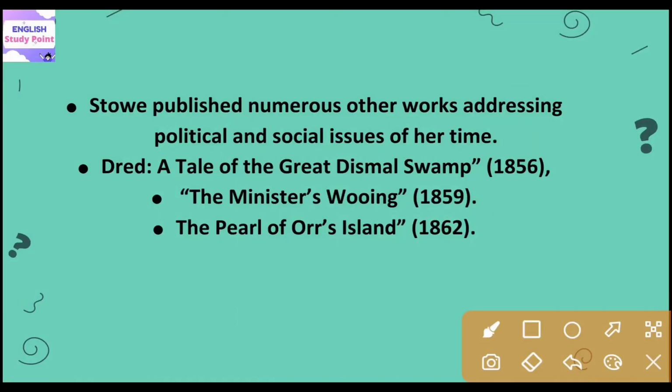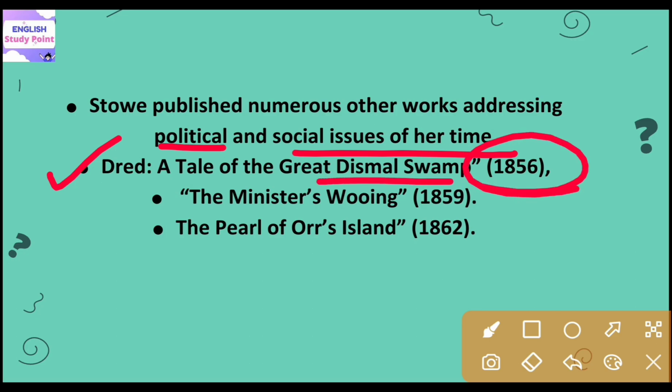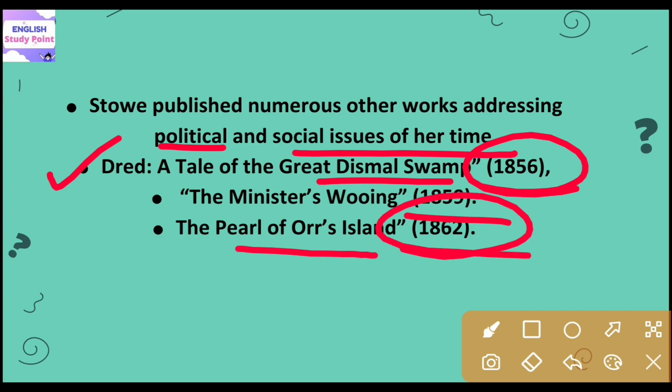Stowe, along with publishing Uncle Tom's Cabin, published numerous other works addressing political and social issues of the time, and those works are titled as Dred: A Tale of the Great Dismal Swamp, published in the year 1856, another work titled as The Minister's Wooing, published in the year 1859. Then the last work published by her is The Pearl of Orr's Island, published in the year 1862.